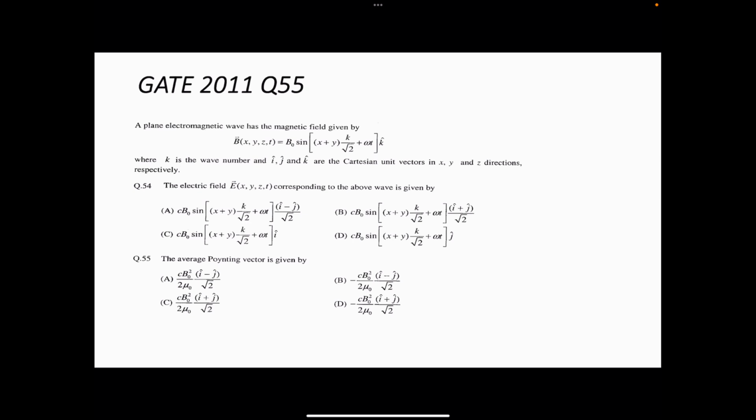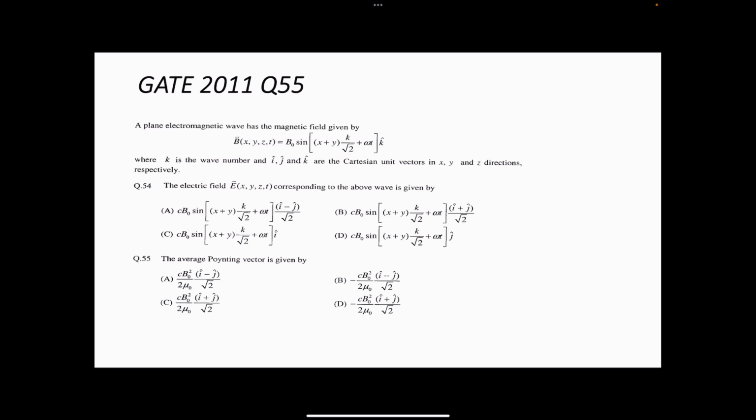So this is the question in 2011, GATE 2011, question number 55. It's a common kind of question. Some common information is given, and from that question numbers 54 and 55 are framed. But we will be focusing on question number 55.